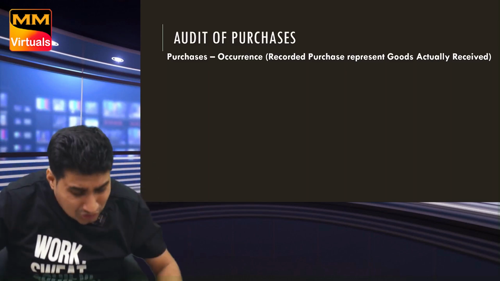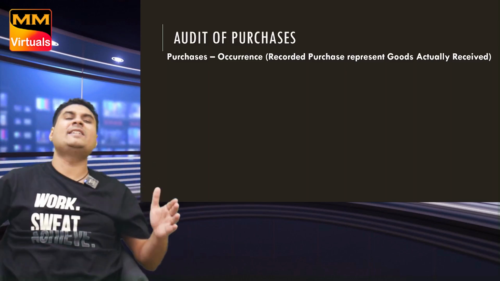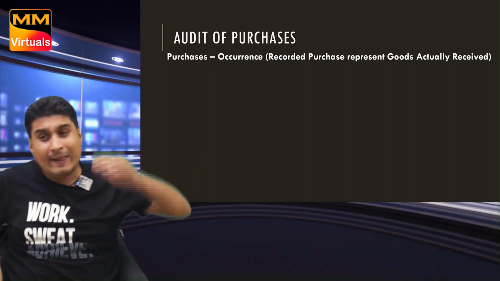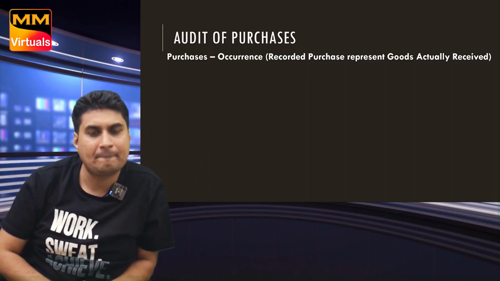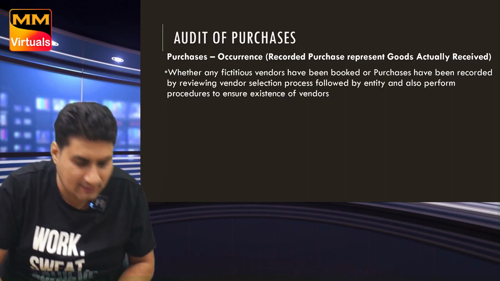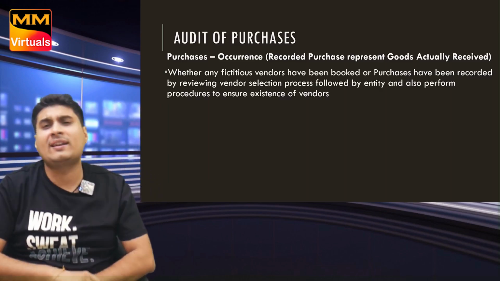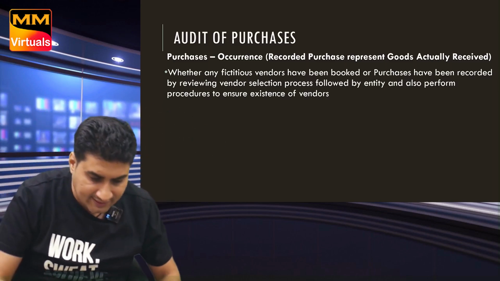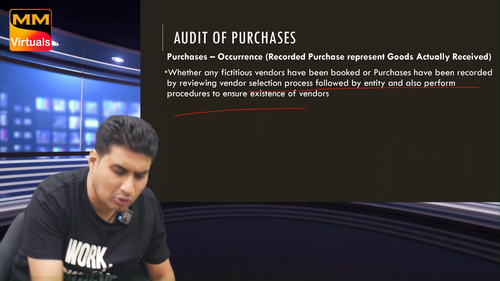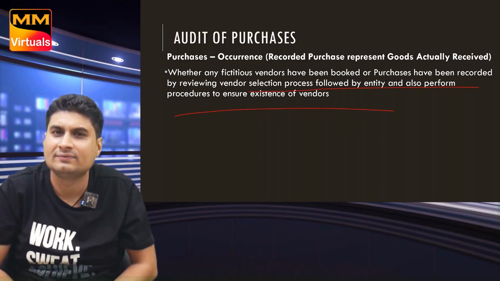Because if there is a strong system of finalizing vendors, where out of 10 we finalize one, there is a high chance fraud will not happen. Okay. Purchase occurrence. Number one, whether any fictitious vendors are there. Purchases have been recorded by following the vendor selection process to confirm the existence of the vendor.